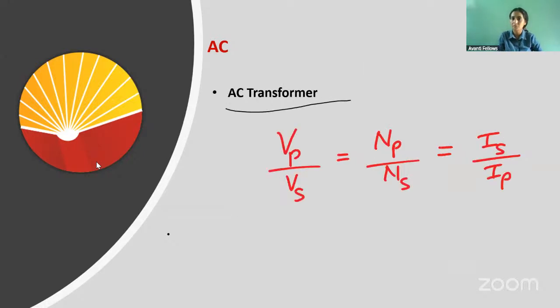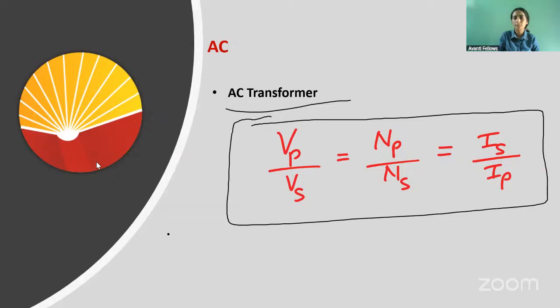Now, AC transformer. In a transformer, the formula you need to remember is this. There can be two sorts of transformer, step up and step down. In a step up, you're increasing the voltage value. In a step down, you're decreasing it. Whatever the case, these three things are true there. And where do they come from? There is no power loss happening.